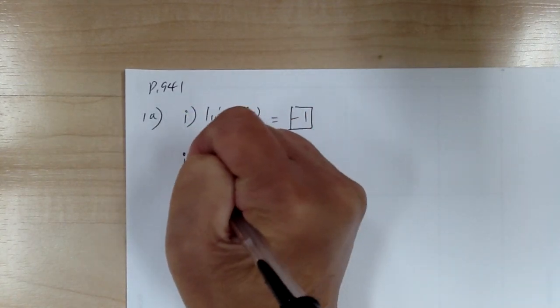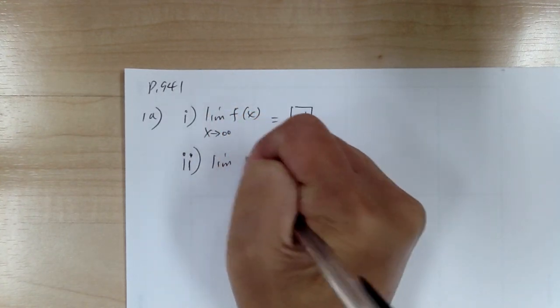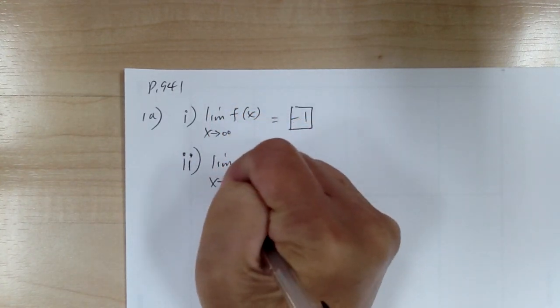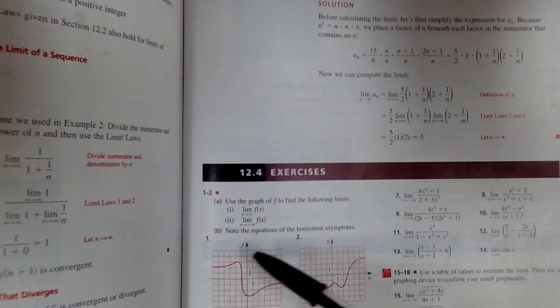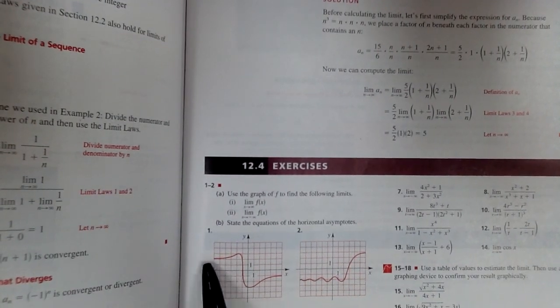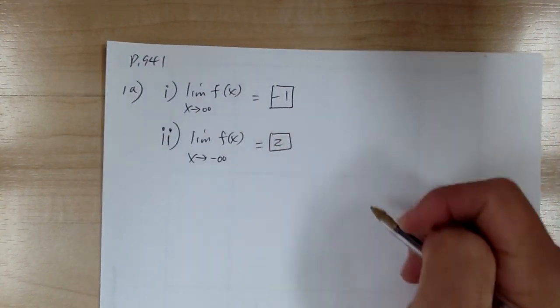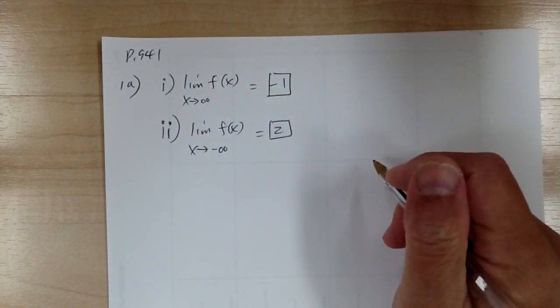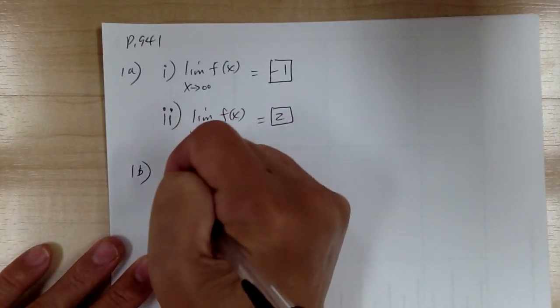Now for the second part, part II, you're looking for the limit of f of x as x approaches -infinity. As it goes toward -infinity over here, you can see that y will approach 2. So this will equal 2. And that's it.